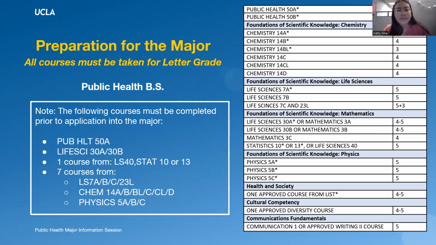Now in the next slide, you'll see that the Bachelor's of Science has a lot more requirements. So to prepare for the Bachelor's of Science degree, we do expect students to, again, complete Public Health 50A, Life Sciences 30A and 30B, one course from Life Sciences 40, Stats 10 or 13, and 7 courses from Life Science 7A, B, C, and 23L, or Chem 14A, B, BL, C, CL, and D, and Physics 5A, 5B, and 5C.